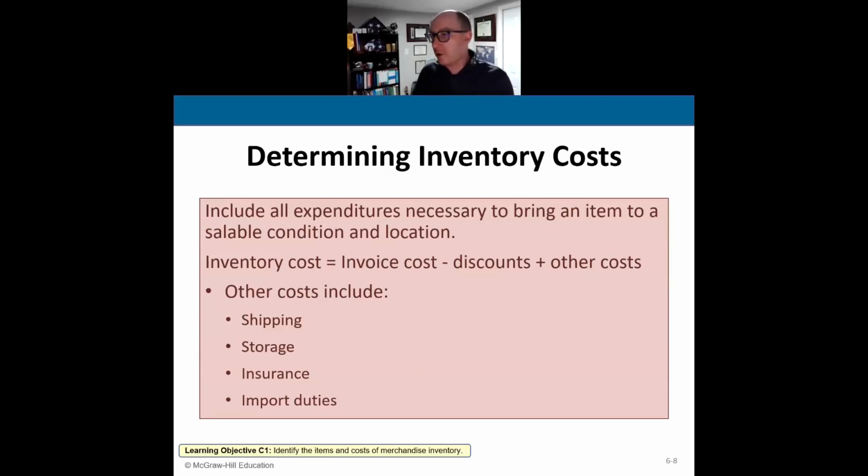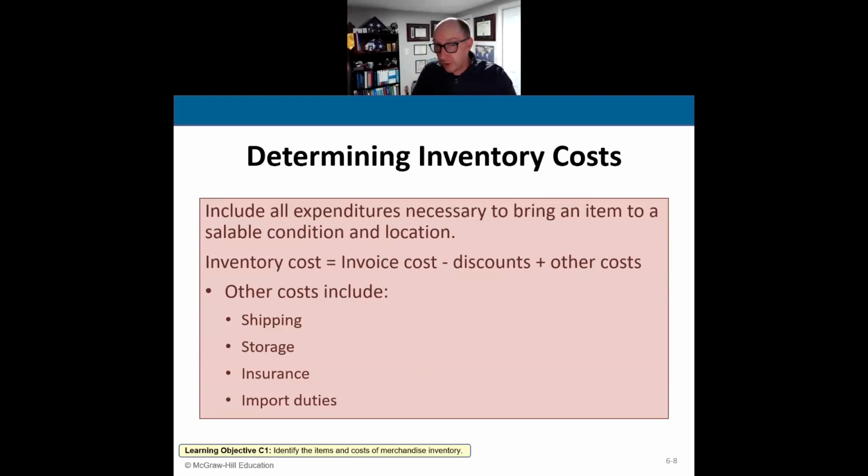Okay, so the way we calculate the cost of inventory is we take the invoice cost, which is the cost of the product, minus any discounts that we may have received from our vendors, because we like to pay them early, right? The credit terms, 2/10 net 30 or whatever, plus any other costs like shipping, storage, insurance, and import duties. Import duties, the word duties means tax. Okay? So shipping, the cost of getting the product to you, the seller, okay?